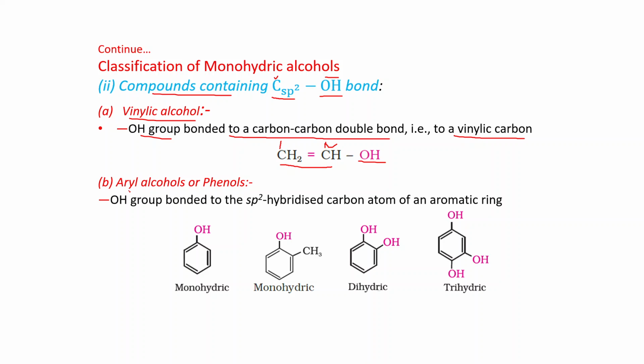Now the next one is aryl alcohols or phenols. OH group bonded to an sp2 hybridized carbon atom of an aromatic ring. As we know, in benzene each carbon atom is sp2 hybrid. That's why if OH is attached directly to this sp2 hybrid carbon of the benzene ring, this is aryl alcohol or phenol. One OH is there, this is monohydric phenol. Again, one OH monohydric, two OH dihydric, three OH trihydric.